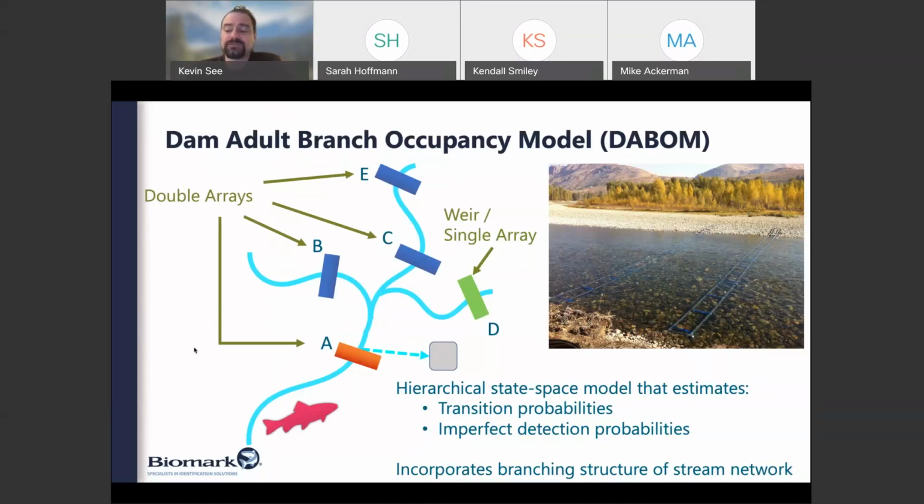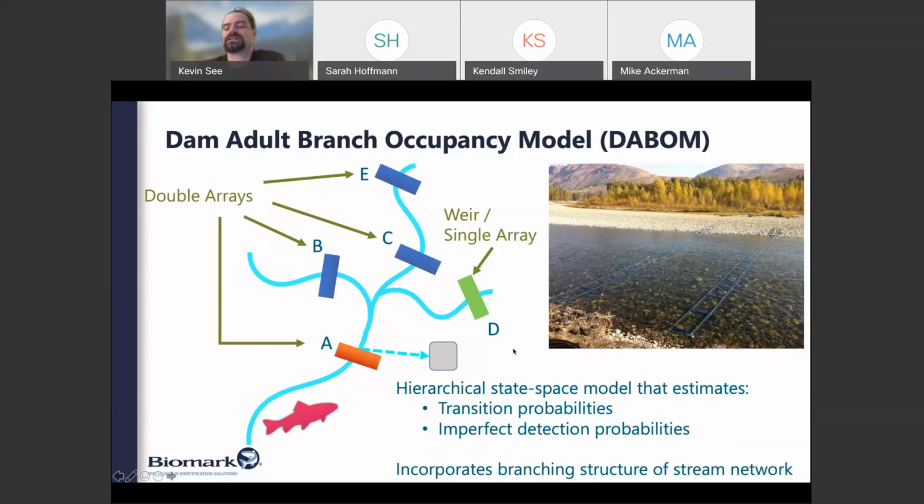There's detection infrastructure out on the water. So A, B, C, and E are double arrays. As I mentioned, that looks something like this, where you have two spans of antenna. So essentially two chances to detect the fish if it goes past that site.